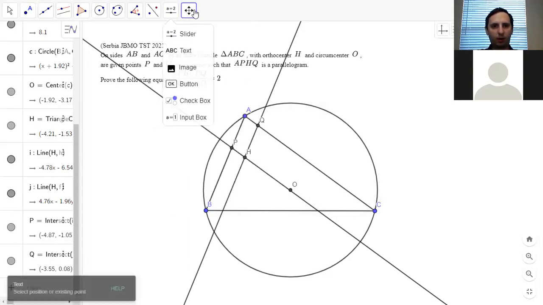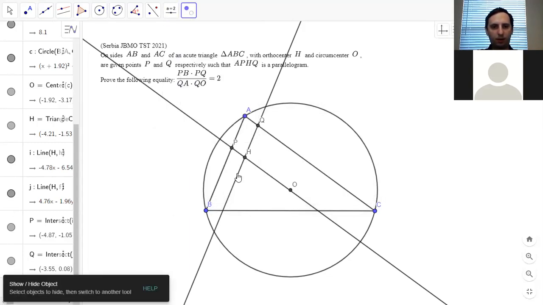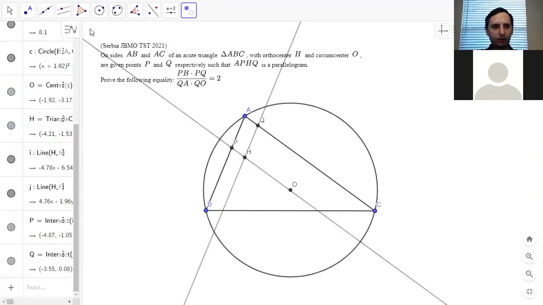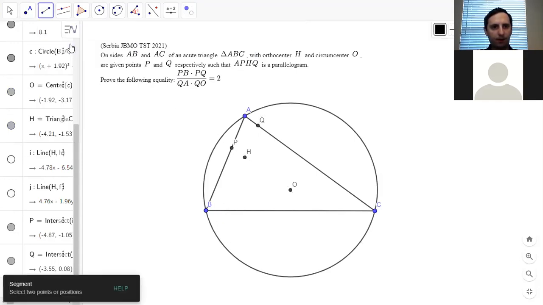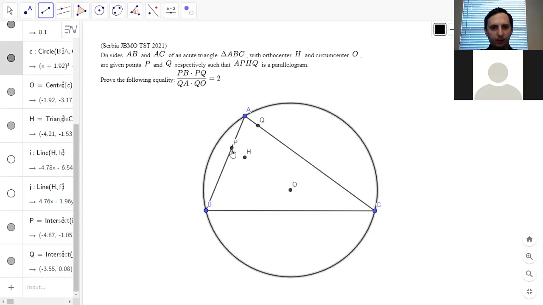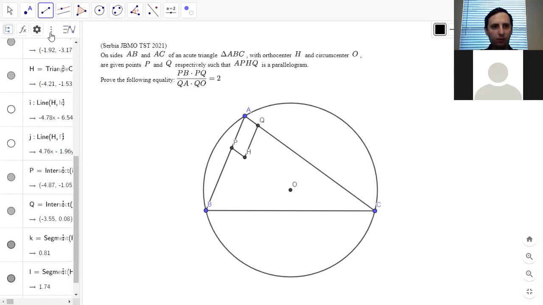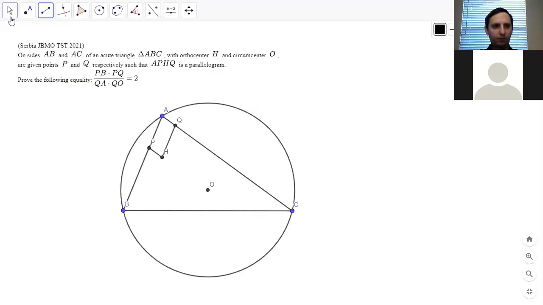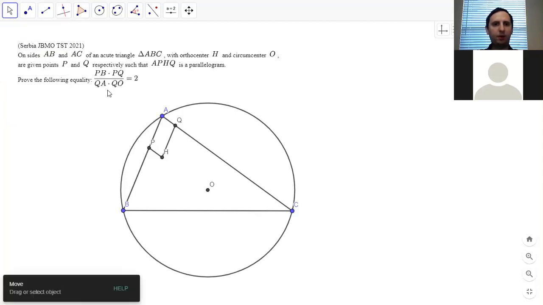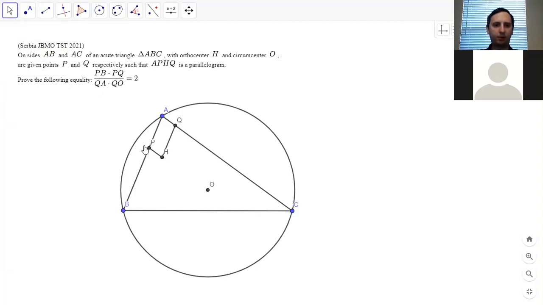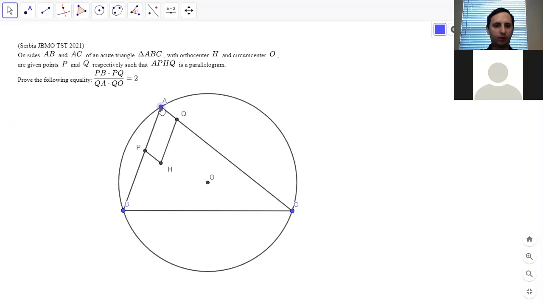And I'm going to hide the lines, so you just see the line segments. And it says we want to show that PB times PQ over QA times QO is 2. So I haven't done too many problems that have an algebraic expression like this, but it's a pretty simple algebraic expression. So all right, we have to use the fact that H is the orthocenter somehow.